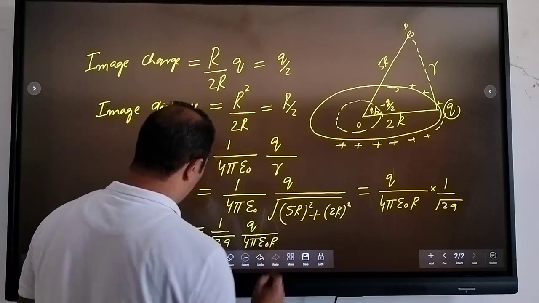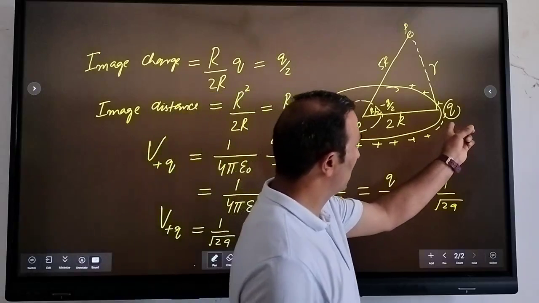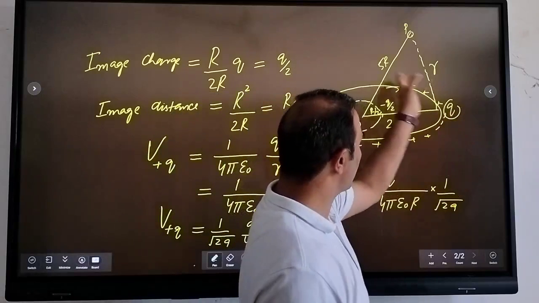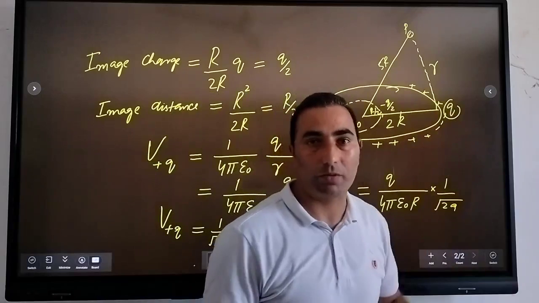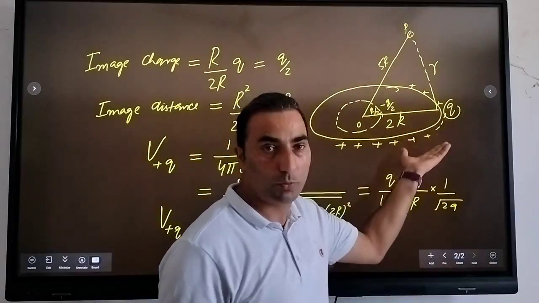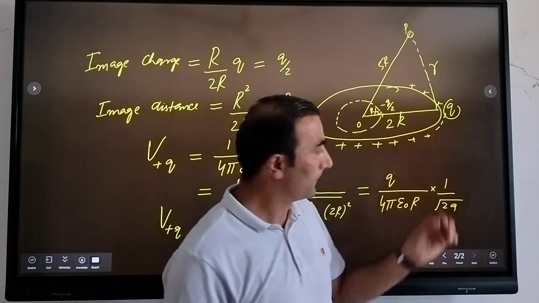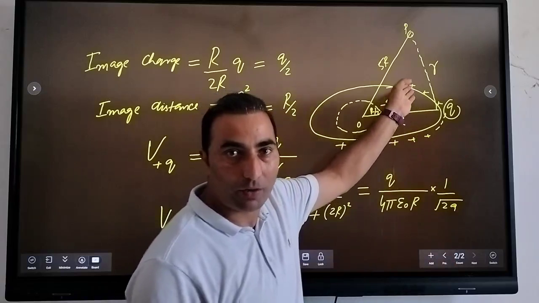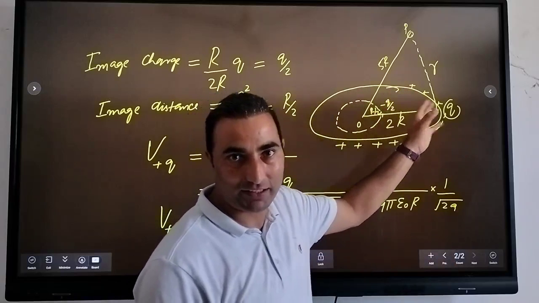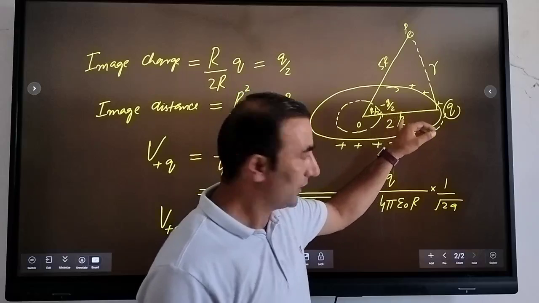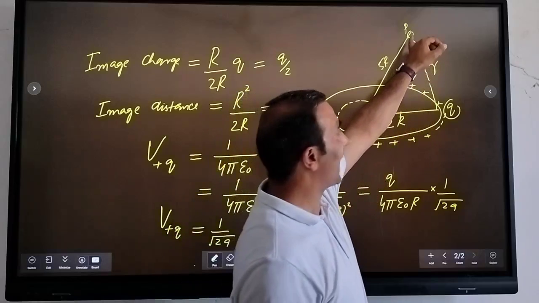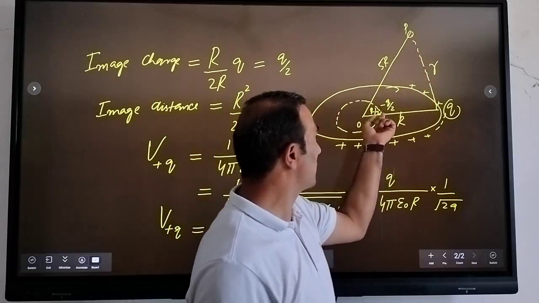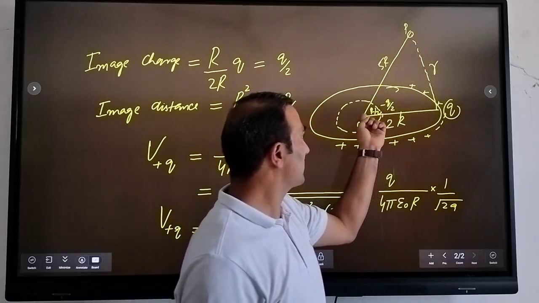So this potential is due to the charge on this concentric ring, which is uniformly distributed along its length, right. Now the second potential will be due to the induced charge, and here we will call it the image charge, because I am replacing that conductor by this image charge, right. Second, the potential at point P will be due to the image charge which is placed at a distance of r by 2 from the center, right.